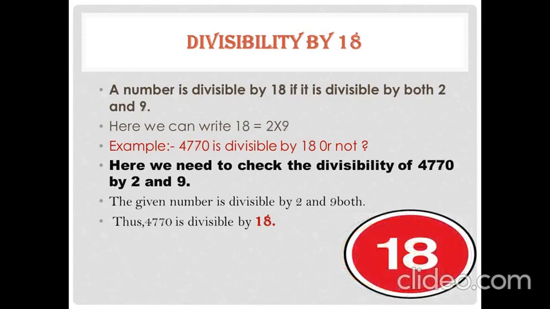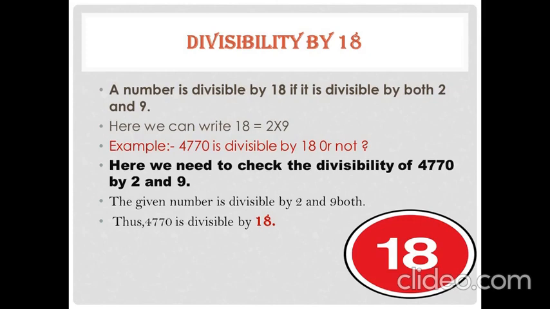Here I took one more example, divisibility by 18. A number is divisible by 18 or not. Here we have to check whether it is divisible by 2 and 9 or not. I took the example 4770. It clearly shows that this number is divisible by 2, because on one's place there is 0. So that's why this number is divisible by 2.